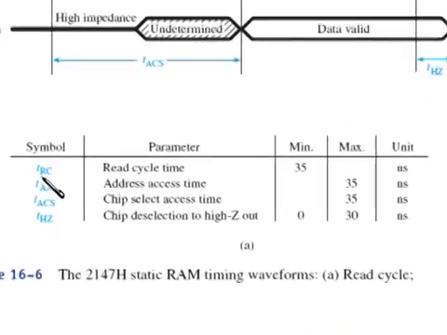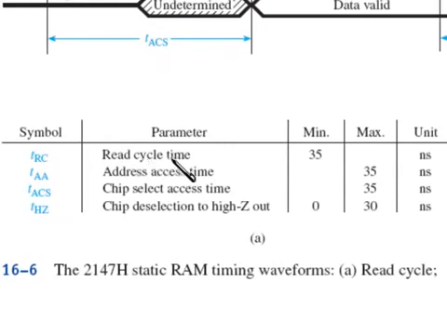The TRC, which is the read cycle time, is 35 nanoseconds. That's the length of time from the beginning of your operation to the end of your operation. And then here's the TAA, 35 nanoseconds worst case max, and then TACS, 35 nano, and so on. So the chip deselect could be as low as 0, which means it's instantaneously high impedance, or it could be as bad as 30 nanoseconds.